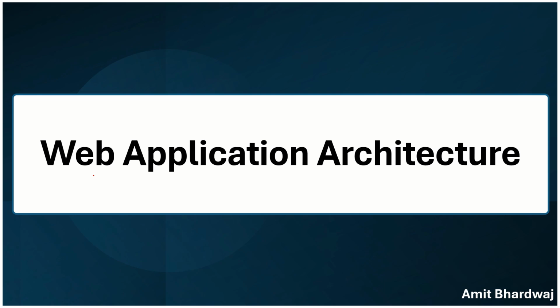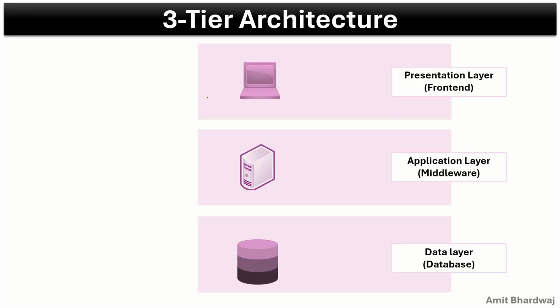Hello. In this video, we will talk about web application architecture and its tiers, that is the front end, the middleware or the application layer, and the database layer. So, here we start. These are the three tiers of a web application architecture, which include the presentation layer, which is the first or the front ending layer. Second is the application layer, and then third we have the data layer.